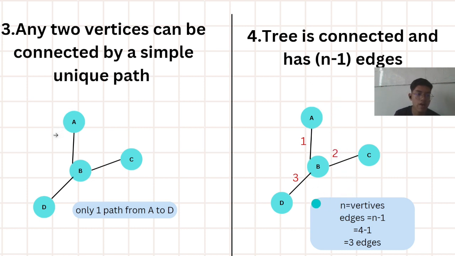So here we have four vertices. If you want to calculate the number of edges, just use this formula, n-1. So 4 minus 1, we get 3 edges.